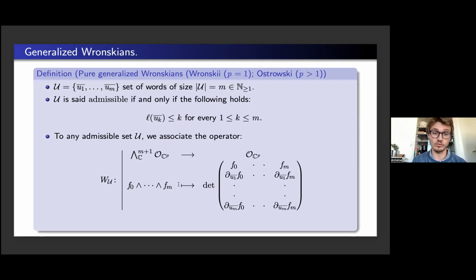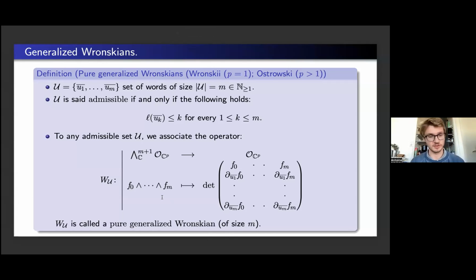We take m plus 1 holomorphic functions in p variables, and we form the following matrix. On the first line, we put our functions. Then on the second line, we put our functions differentiated according to the first word in the set, and so forth, until we have exhausted the set. We obtain a square matrix, and we take the determinant. Of course, by multilinearity of the determinant, we can consider this on the sheaf, where we take the tensor product over C. Such an operator will be called a pure generalized Wronskian of size m.